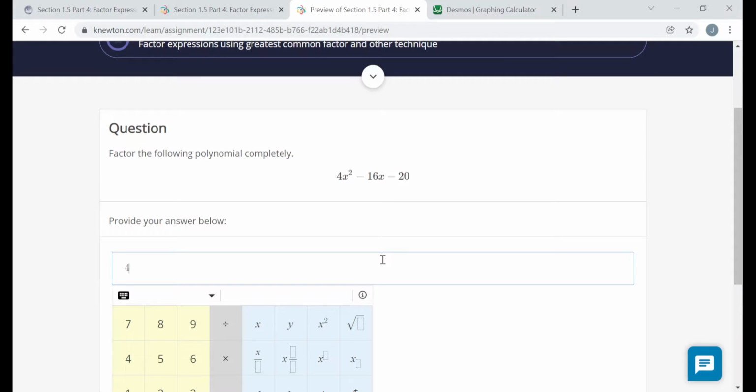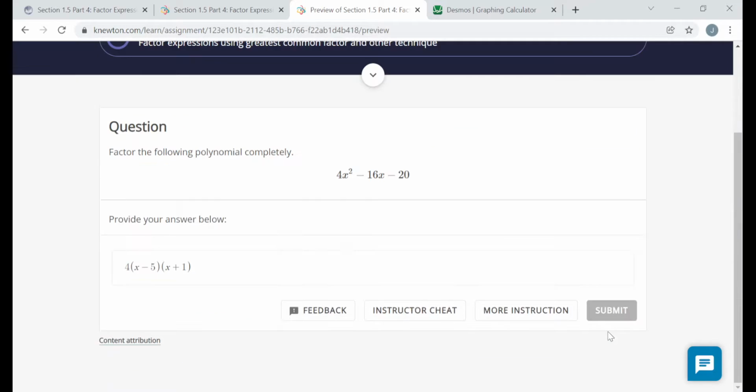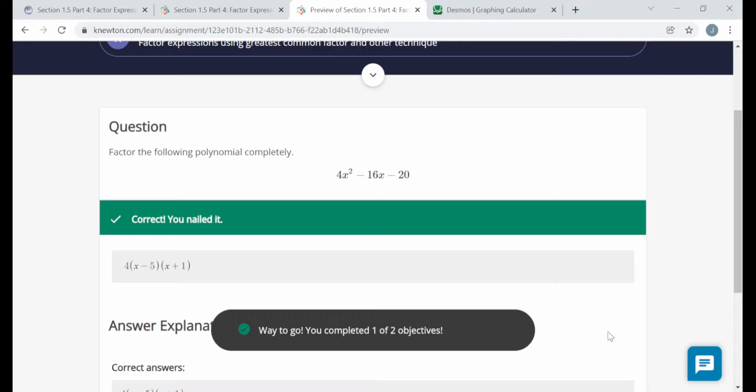All right, so 4 is one factor times x minus 5 times x plus 1, or x plus 1 times x minus 5. It doesn't matter what order you put those in. Great, and that should be it for that objective.